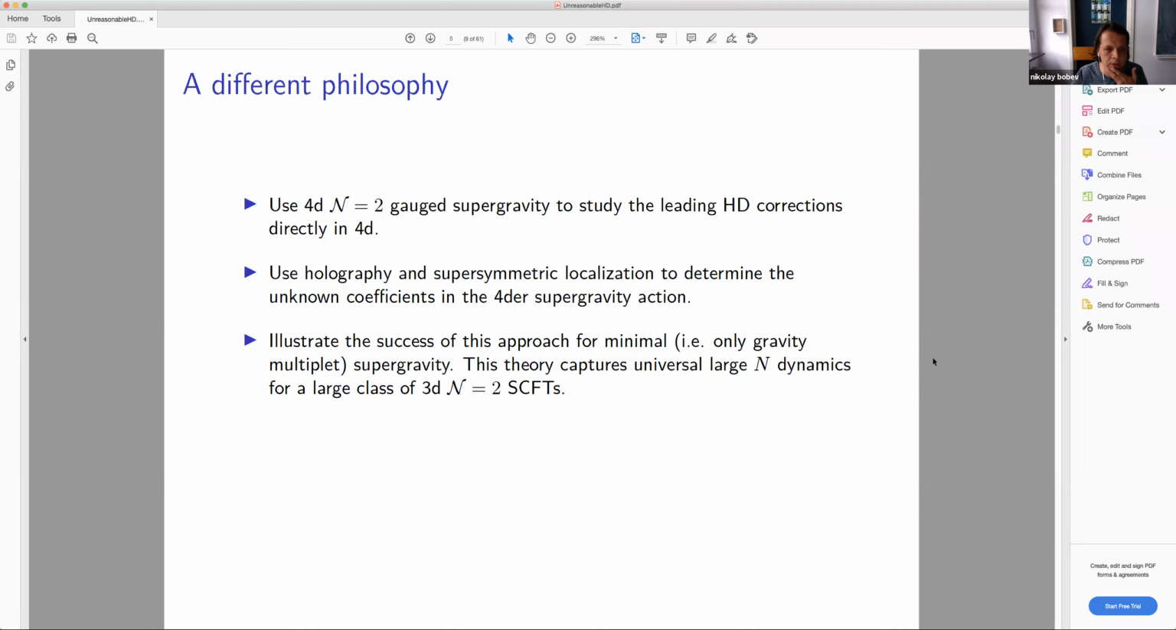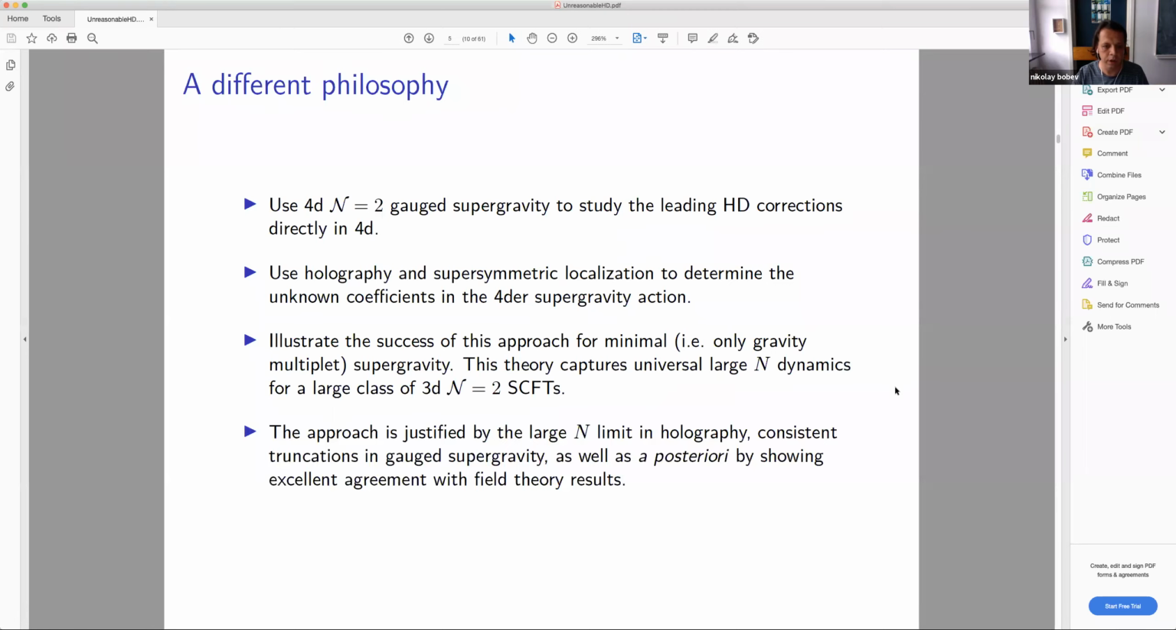And this works very well in the specific case in which the 4D supergravity has only one multiplet on shell, which is what's called the gravity multiplet. This is the multiplet in 4D supergravity that is dual to the energy momentum tensor multiplet in the dual CFT. So this will be the main ingredient in the story. In this way, I should presumably be computing things that are universal at large N for the dynamics of the CFT, and we'll see how this works in detail.